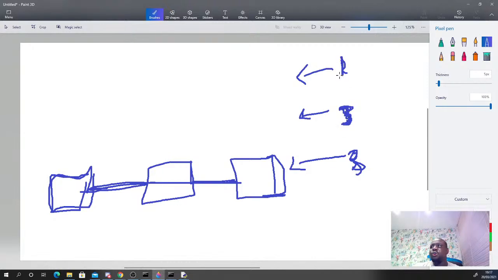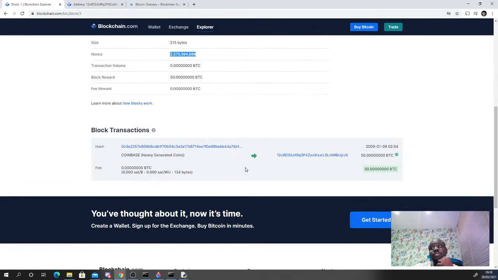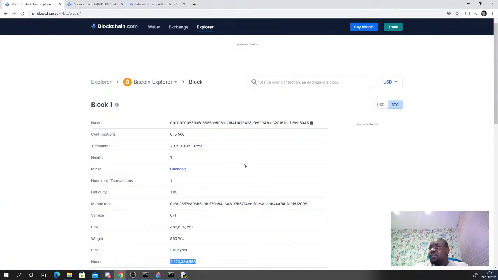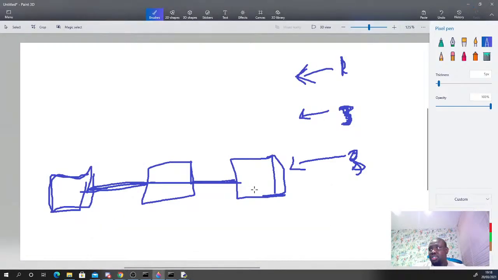So more transactions means, but if you're going to have more transactions, sometimes it might even be hard for you to get the nonce value. So some people select what transactions they want to do because you're going to have some transaction fees to do that. So that is for Bitcoin, but not for blockchain.